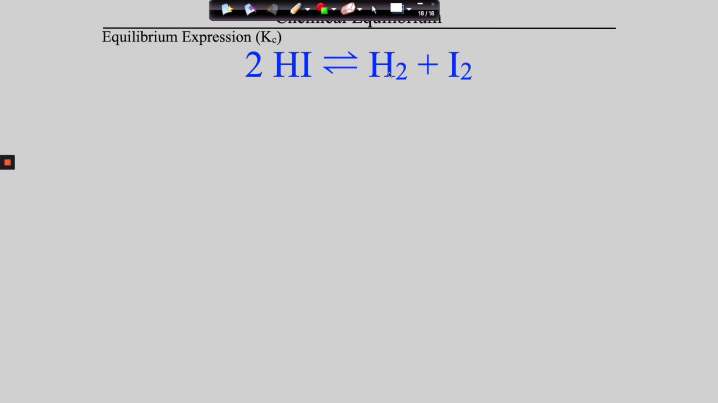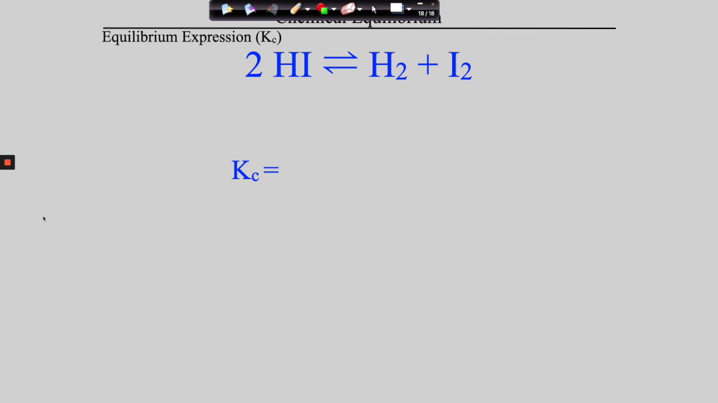Okay, so guys, now we're back here. Very simple decomposition reaction. HI breaking into diatomic hydrogen and diatomic iodide. Now again, guys, you've got some information, but before we deal with the information, let's write the Kc value.